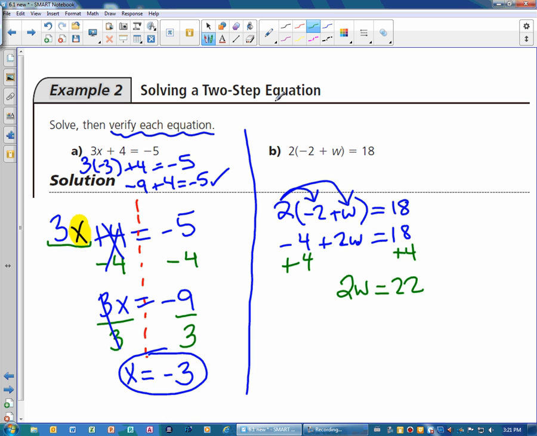Okay? All right, so I have 2 times w. How do I get rid of that? I divide by 2 so that I can cancel. I do it to one side, I have to do it to the other side. So I end up with w is 11. Put a circle around your answer.